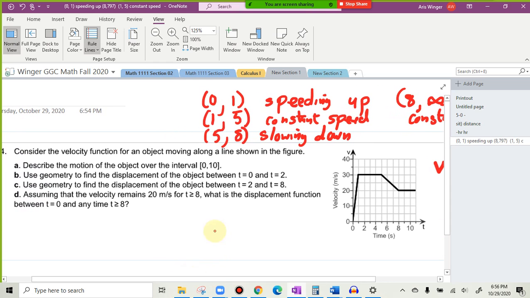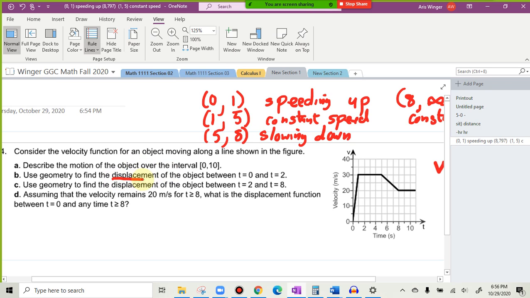The other translation we'll do is that when it asks for the displacement, for this it's going to be the distance. It's the same thing because you're always moving to the right, right? So the velocity is always positive. It's not going under the x-axis. Either way, it's just the area under the curve.